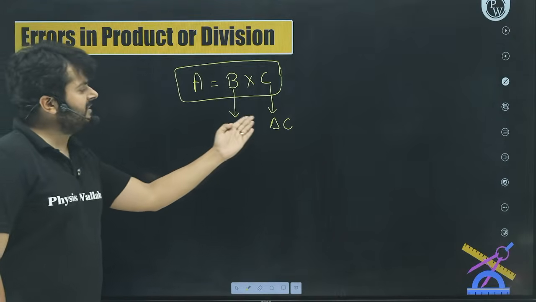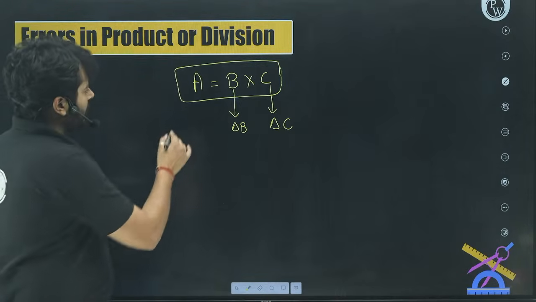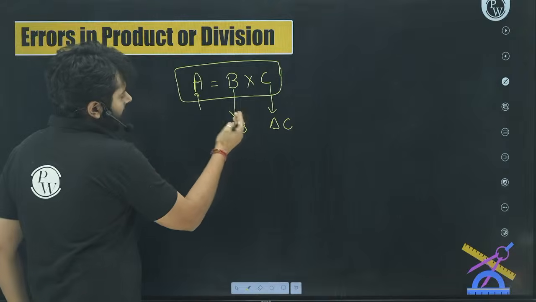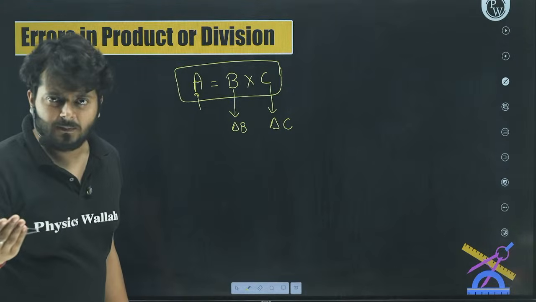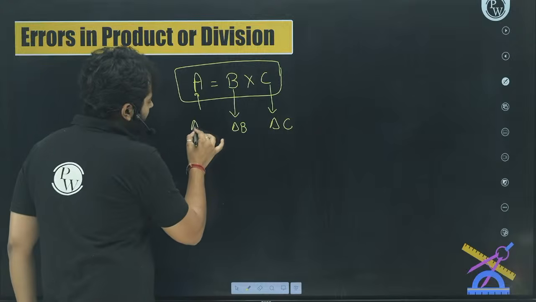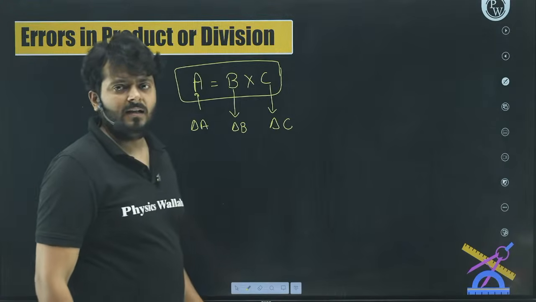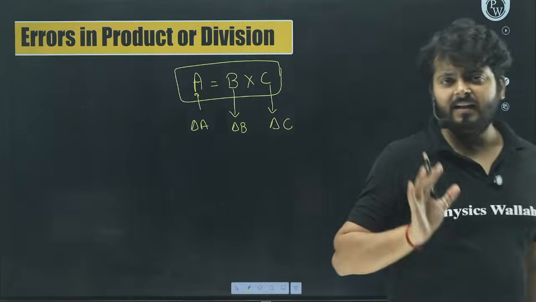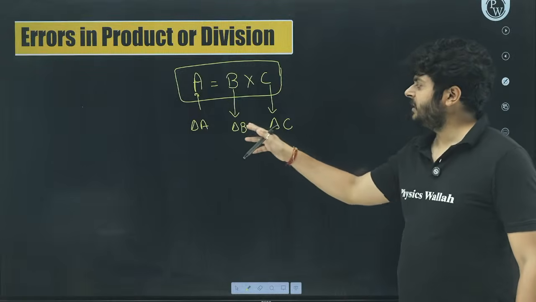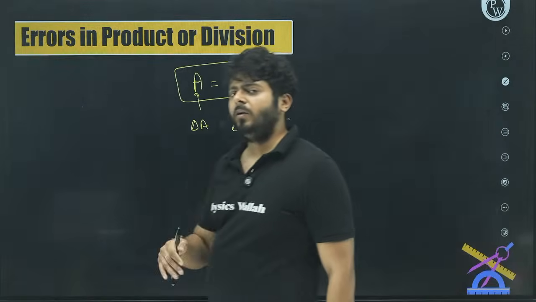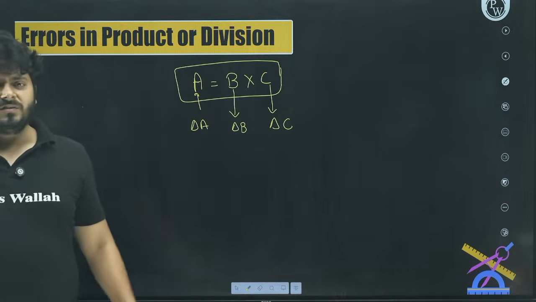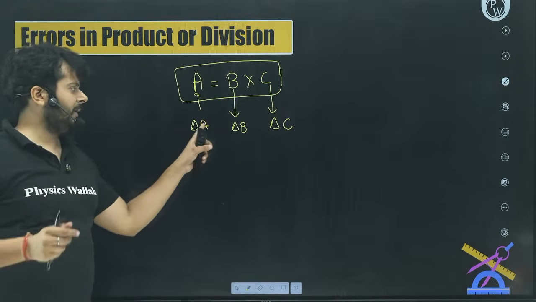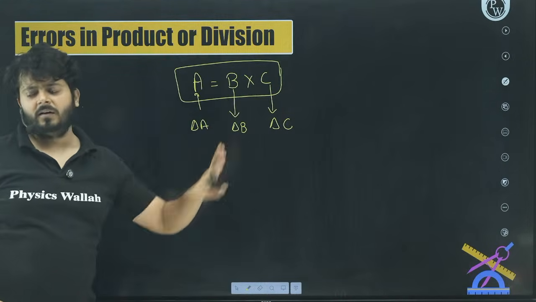So how are these errors going to relate with each other? Now think about it. Due to all these errors, the result will be errorful as well, yes or no? And in the result, the error is delta A. So what will be the relation between these errors in the product or division? If A is B into C or A is B upon C, what could be the relation between the errors of individual quantities?